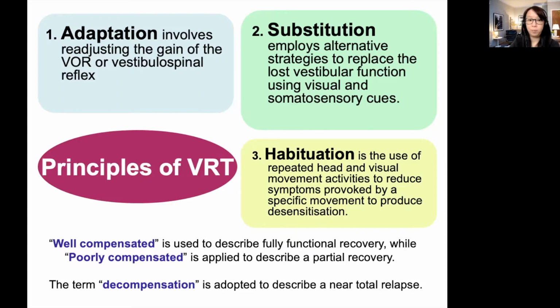When we put all three of these principles together and the patient starts to feel better, then we use terms like compensation, or the patient is compensated. If they're well compensated, it's used to describe fully functional recovery. They can function as normal, while poorly compensated is applied to describe partial recovery. And then sometimes you may hear the term decompensation, which is adopted to describe a near total relapse, meaning they've gotten better, and then for some reason, could be because of an illness, lack of sleep or medication, they may have decompensation, where there is near total relapse of their symptoms.